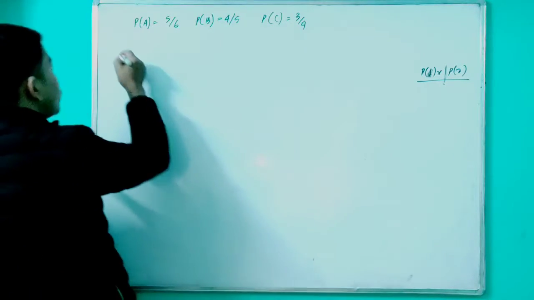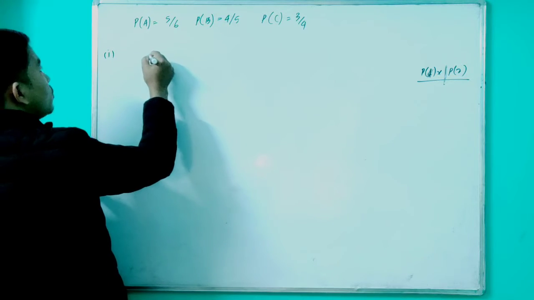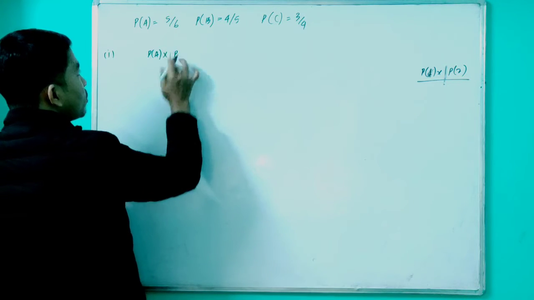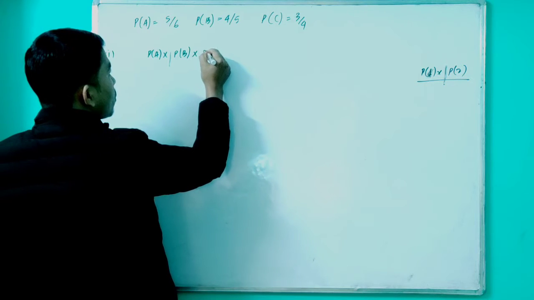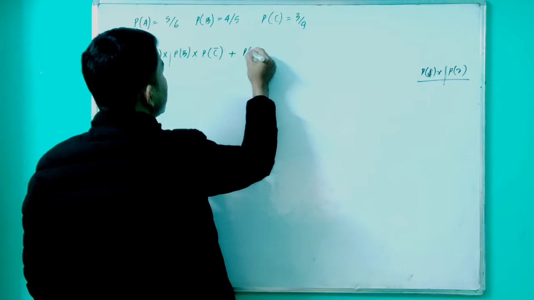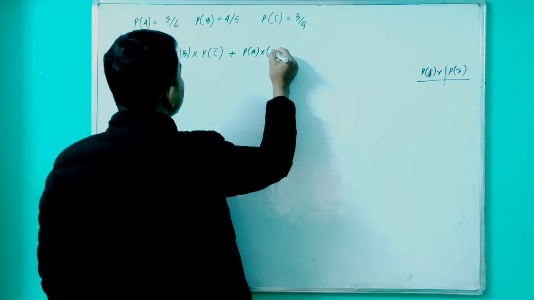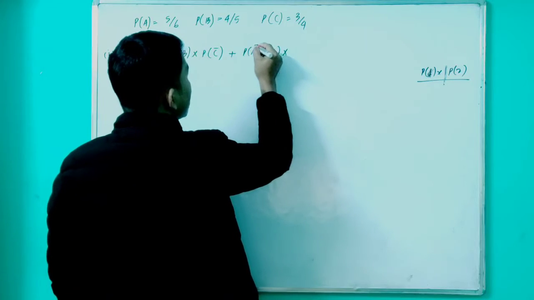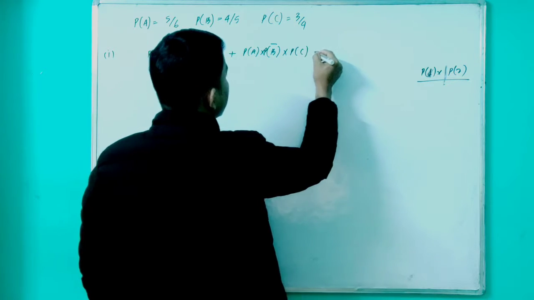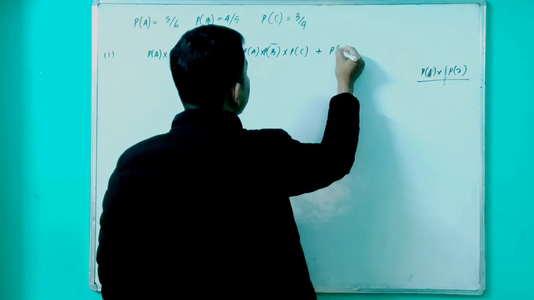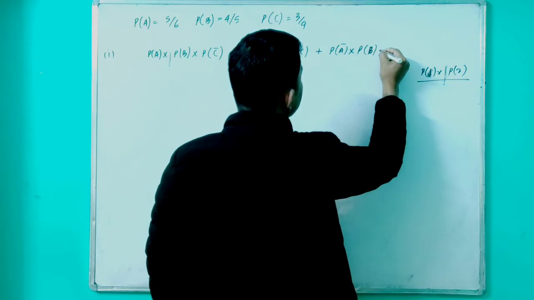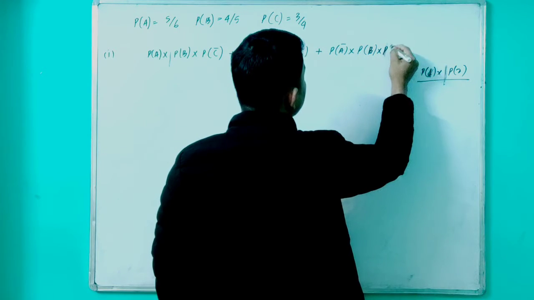Therefore, the probability will be equal to, the first part, the probability of A hitting the target times the probability of B hitting the target times the probability of C not hitting the target, the complement. Plus, in the same way, P(A) times P(B complement), B not hitting the target, times the probability of C, plus the probability of A not hitting the target, whereas B and C hit the target, times P(B) and the probability of C.